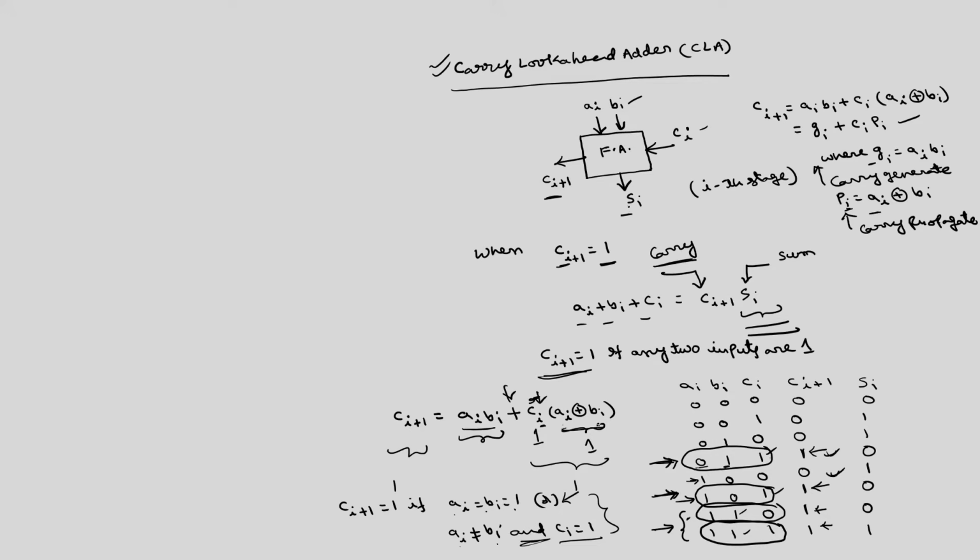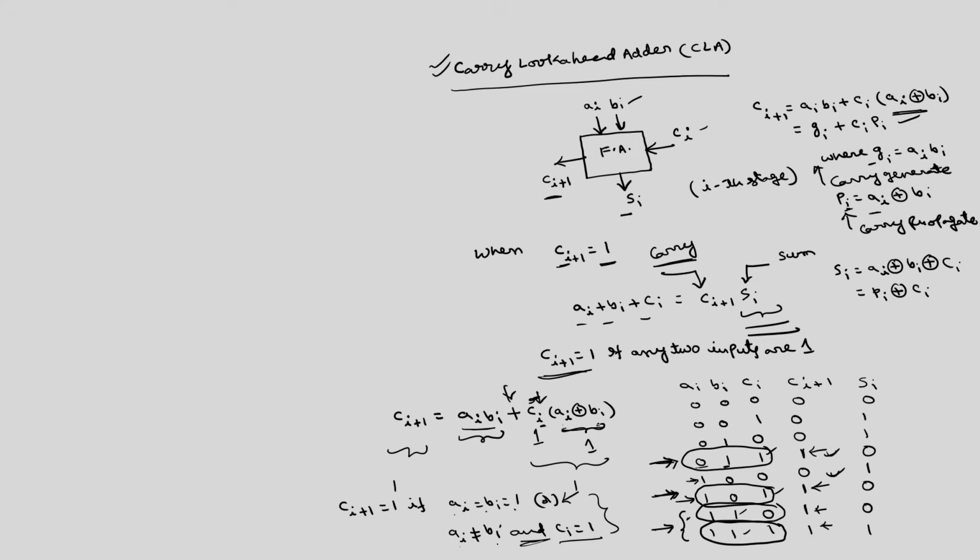Then what about Si? So, for a full adder, what is the expression for the sum? Si is nothing but exclusive OR of all the 3 inputs, Ai exclusive OR Bi exclusive OR Ci. But Ai exclusive OR Bi we are calling as propagate signal. So, you can simply write this as Pi exclusive OR with Ci.